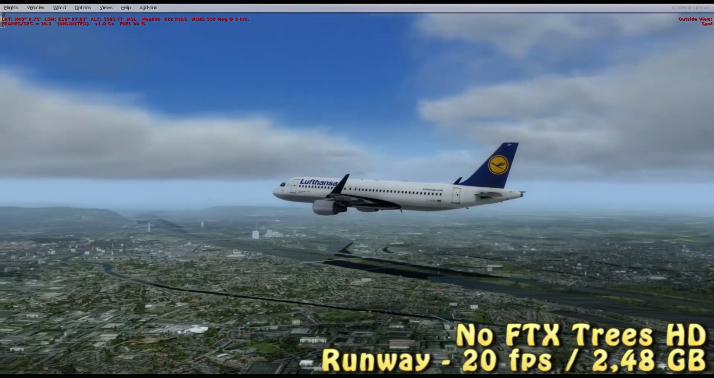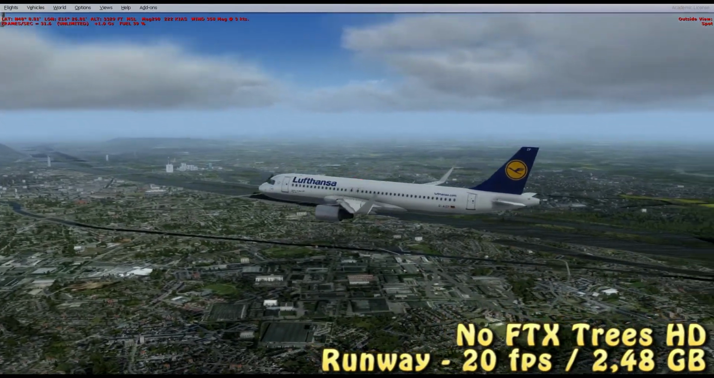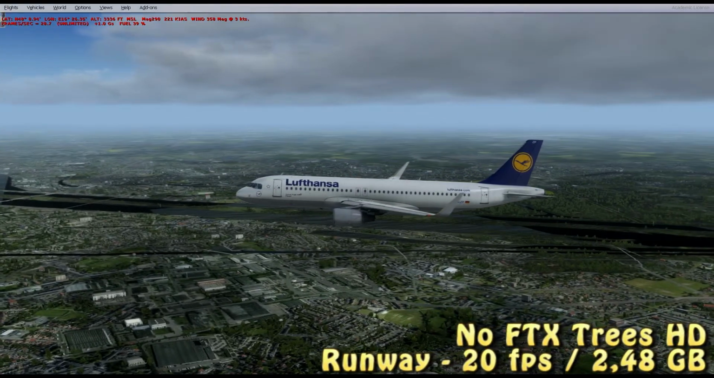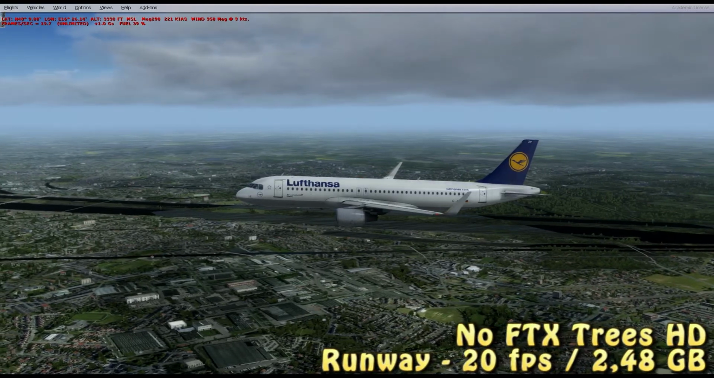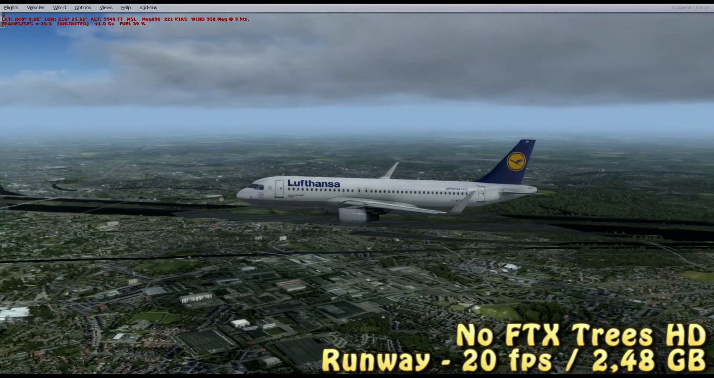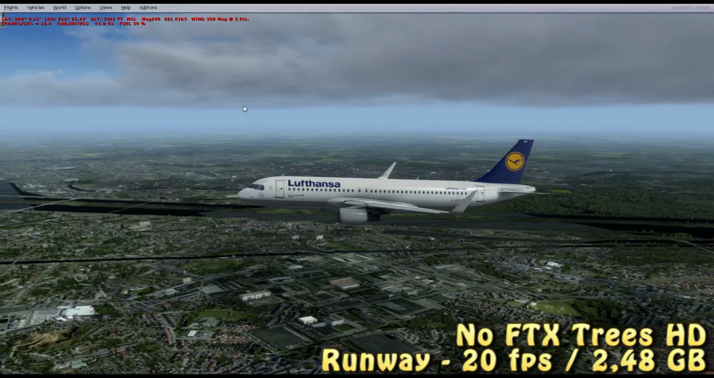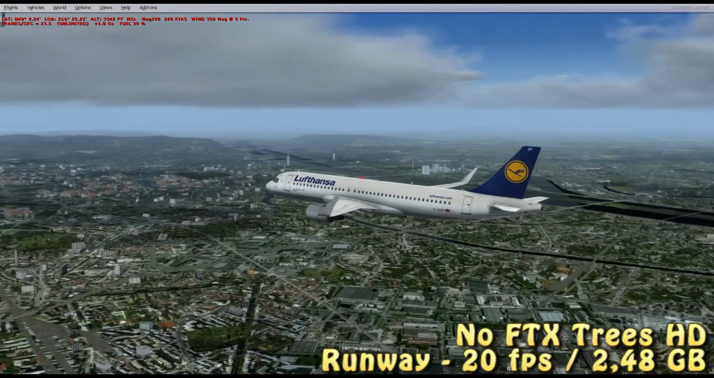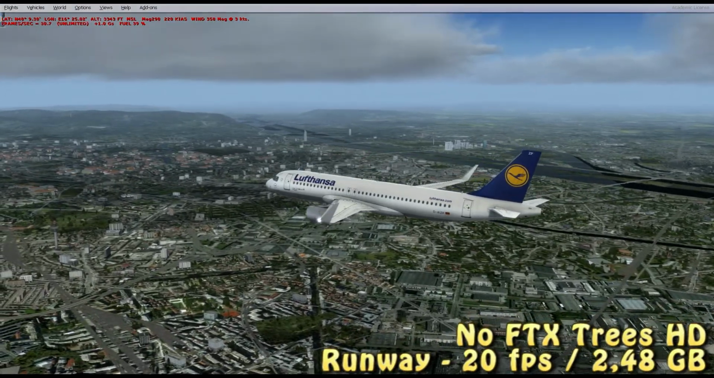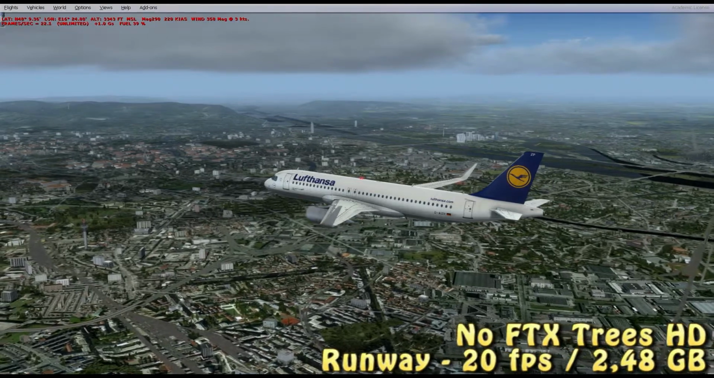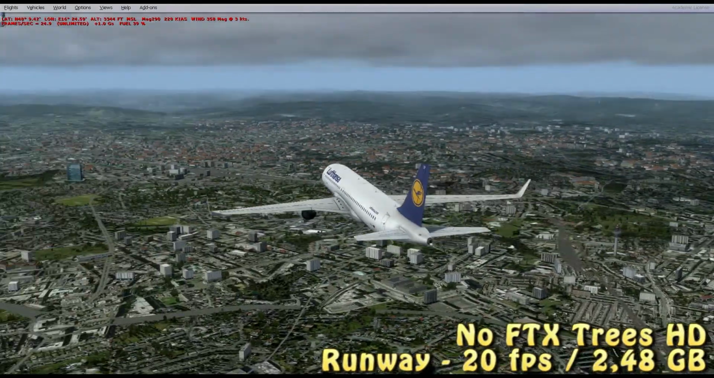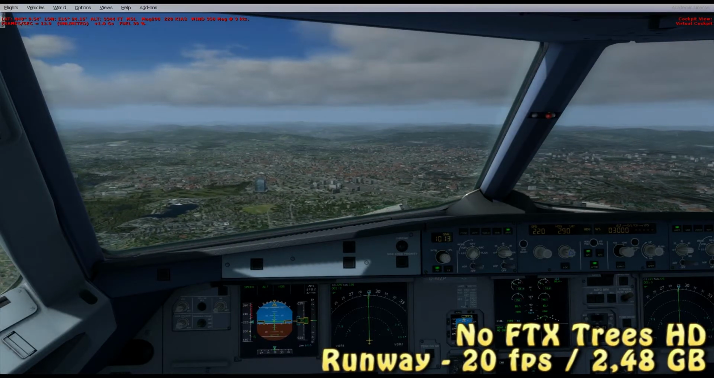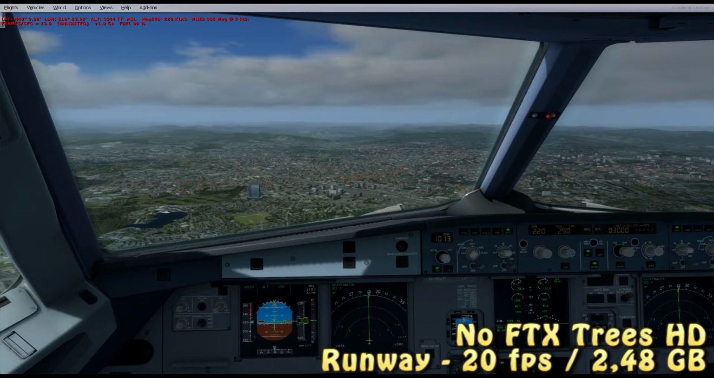ORBX made, and the claim was the following: you will have an increase in frames per second with FTX Trees HD, and you will have no VAS usage change. And that is pretty interesting for us because everyone who does long haul flights with complex add-ons like PMDG planes or Aerosoft airplanes will have the problem that if you go from one add-on airport to the other, you will have a very high VAS usage. So that could be a kind of showstopper, and so I tried to compare that.